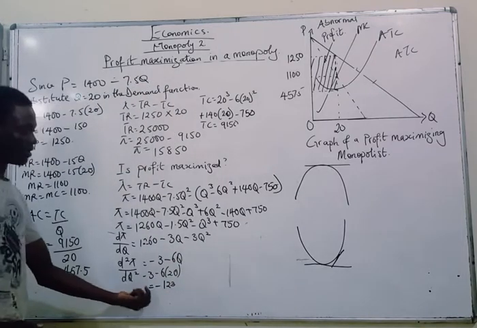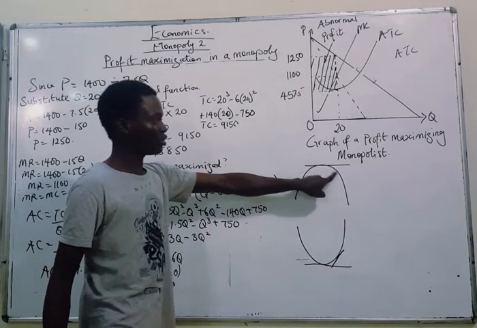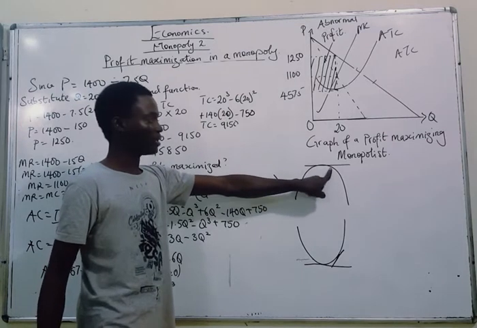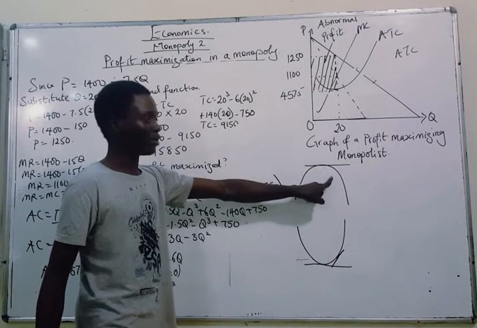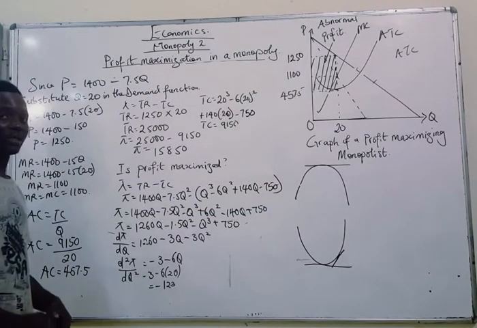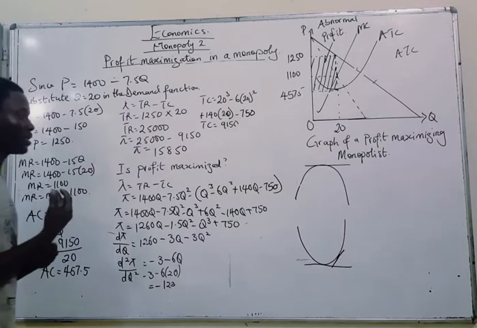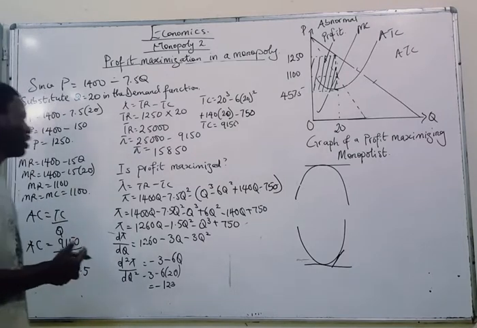So here, if you have a negative sign, it simply means we are coming from a maximum point towards another portion of the curve that has a negative slope. So this tells us that our profit is indeed maximized. So now we have to depict one of our results on a graph. So we need some things.